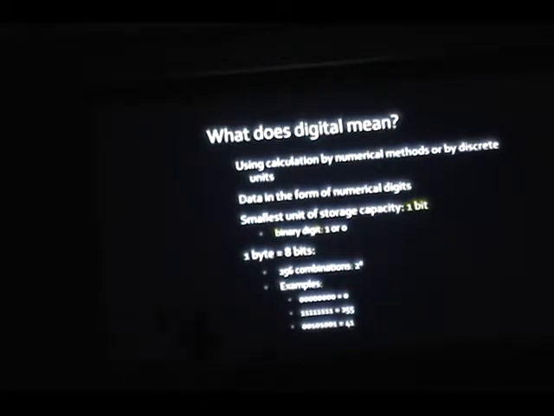For instance, if you have 8 ones, that will represent 255. And something else: because computers only understand two numbers, 1 and 0, that's why it is called a bit, right? And 8 bits is equal to 1 byte.